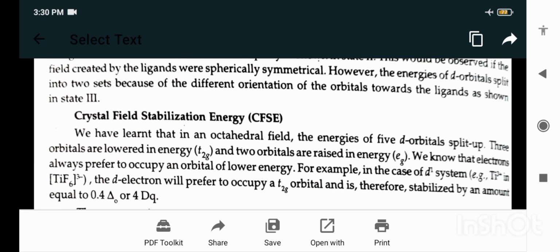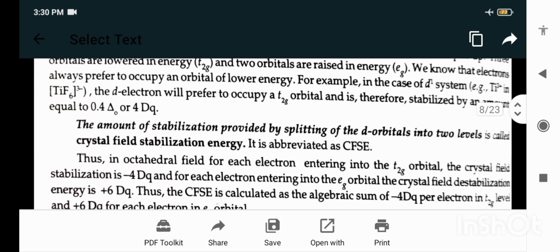Crystal field stabilization energy. We have learned that in an octahedral field, the energies of the five d orbitals split up. Three orbitals are lowered in energy, t2g, and two orbitals are raised in energy, eg. We know that electrons always prefer to occupy an orbital of lower energy. For example, in the case of a d1 system, the d electron will prefer to occupy the t2g orbitals and is therefore stabilized by an amount equal to 0.4 delta naught or 4 Dq. The amount of stabilization provided by the splitting of the d orbitals into two levels is called crystal field stabilization energy. It is abbreviated as CFSE.